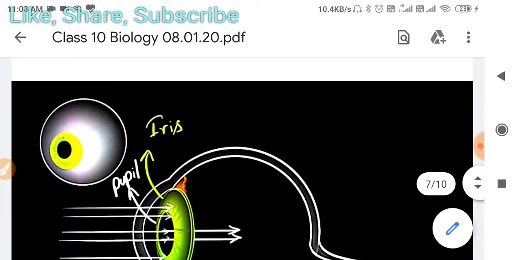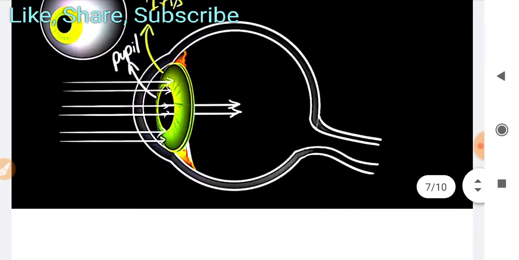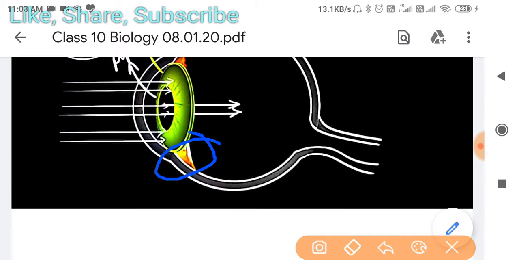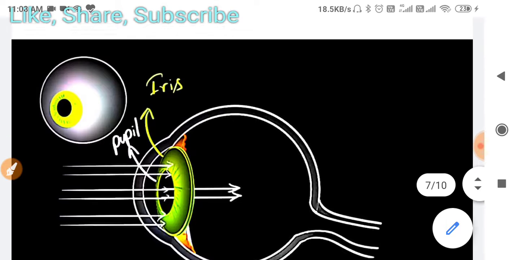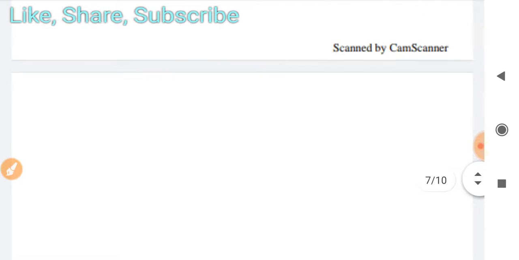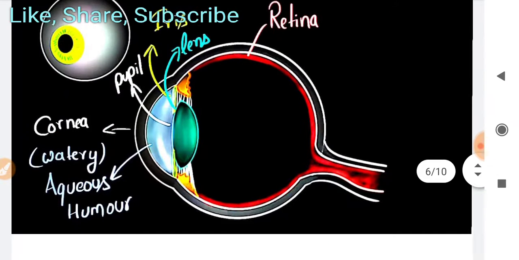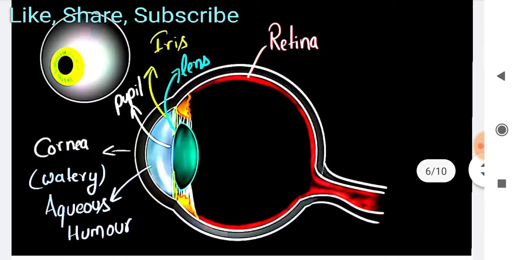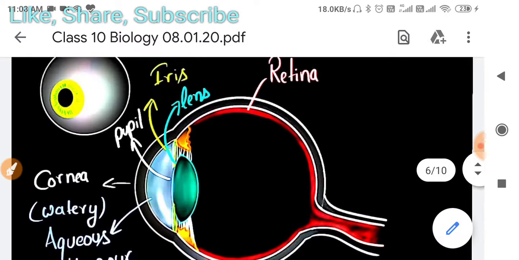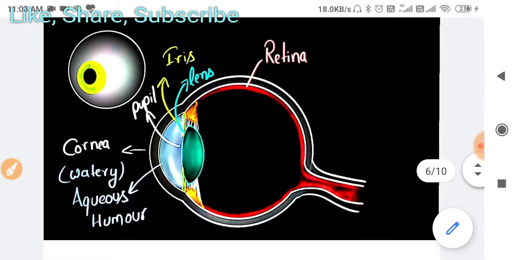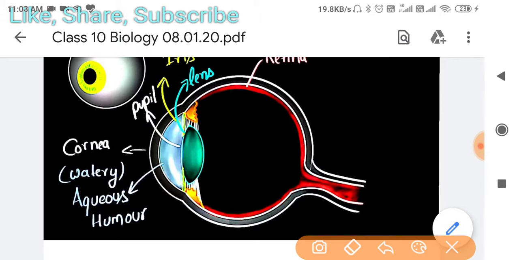Then this type of structure you also see in the anatomy of the eyes, which we read now. After that, first we have to understand the other structures found between the pupil and the iris.